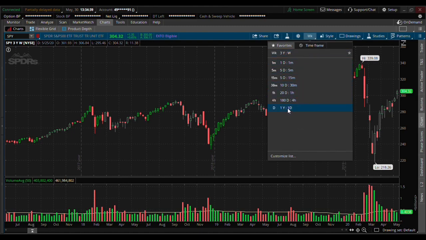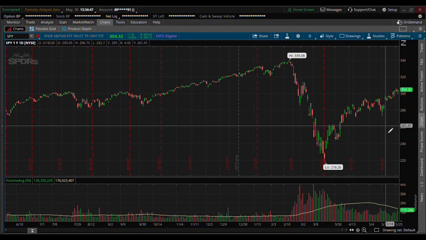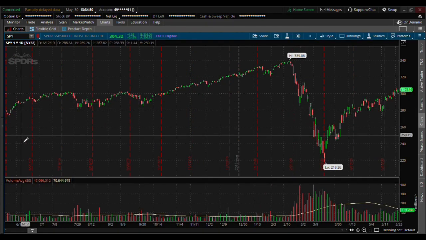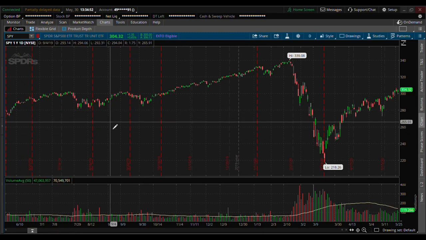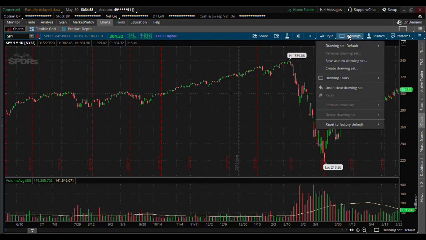You can see the 1 day, 1 year, where each candle is going to be 1 day, and you'll be able to see 1 year of data. So we're going to take a look at that now. Now I can see back exactly 1 year, and each candle represents 1 day of movement.